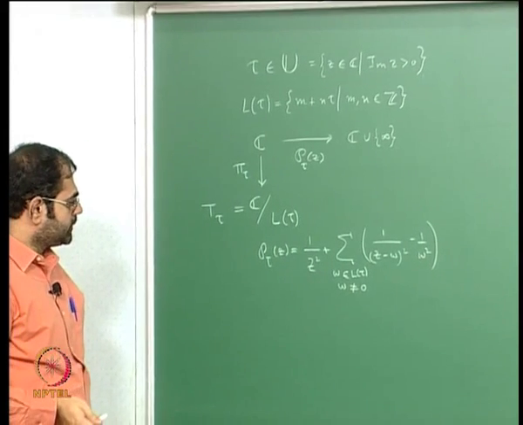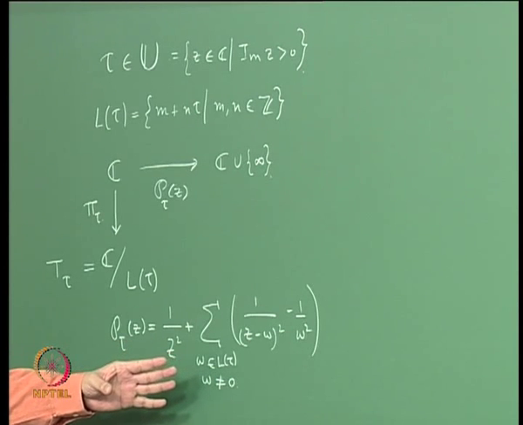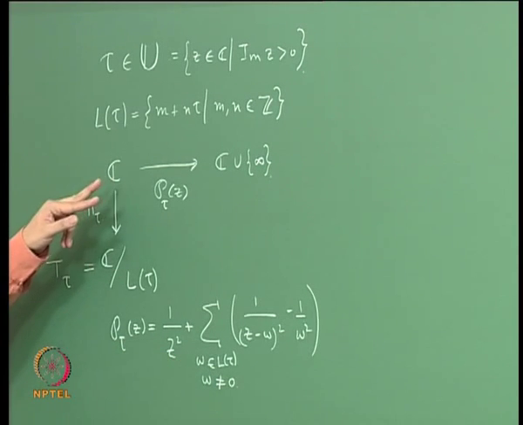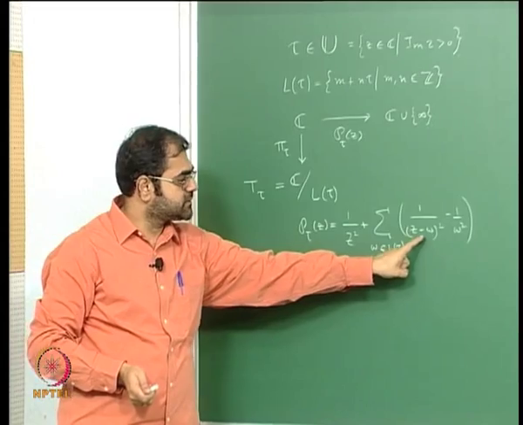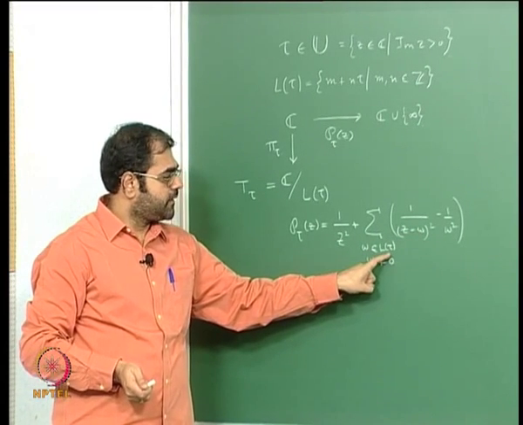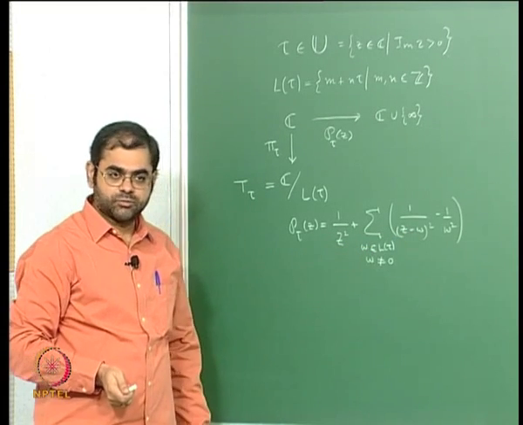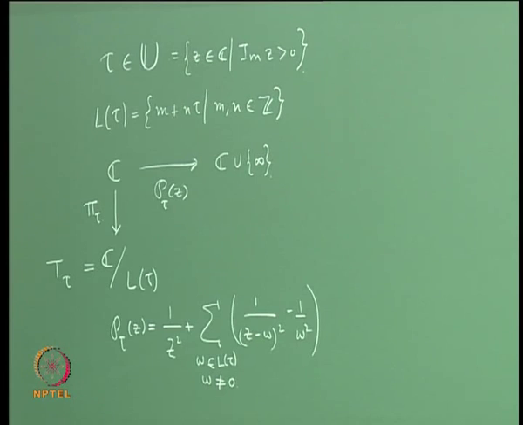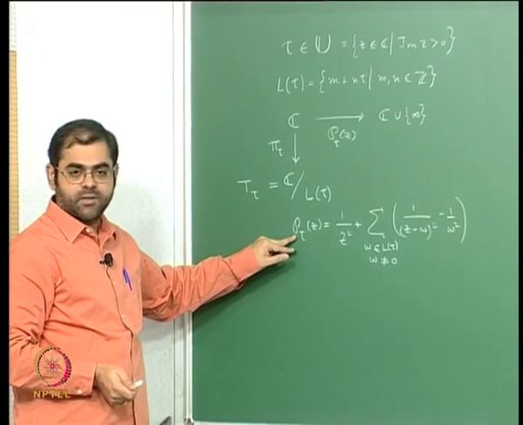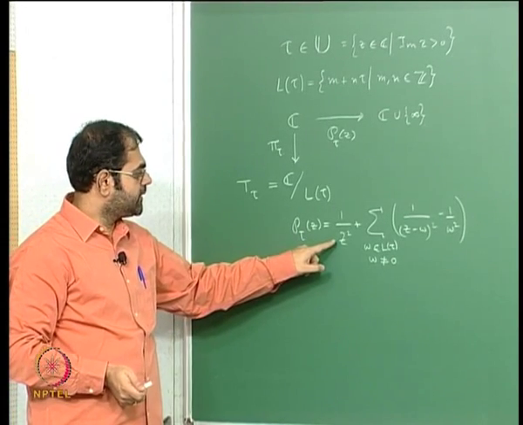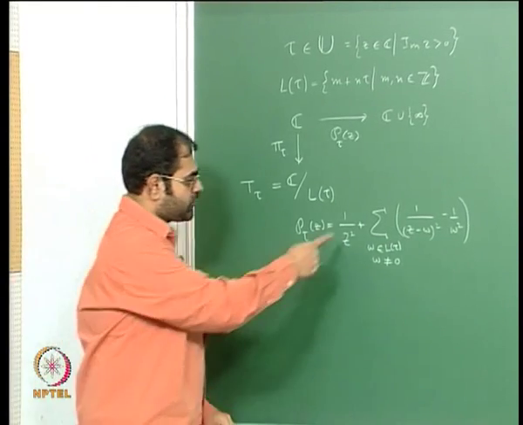We saw that this series converges uniformly on compact subsets outside points of this lattice, and at each point omega of the lattice, including omega equal to 0, this has a pole of order 2. There are no other singularities, so it is a meromorphic function, and it has been normalized so that the Laurent expansion at the origin has singular part 1 by z squared.